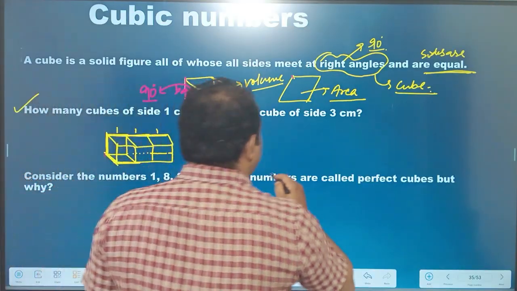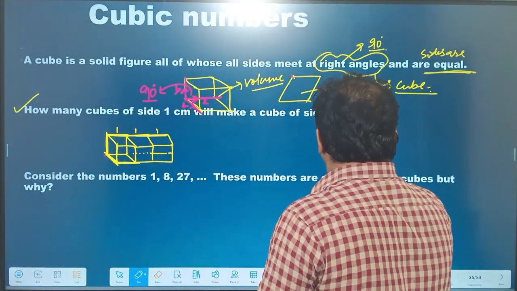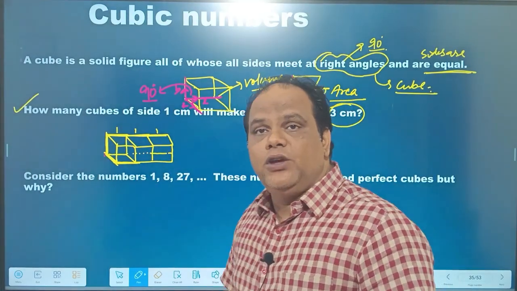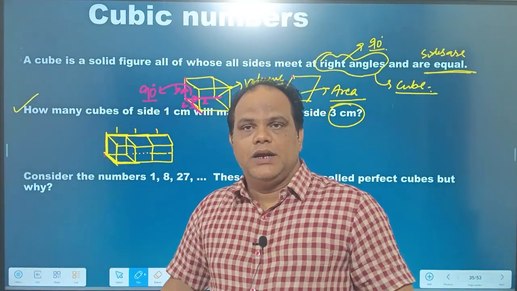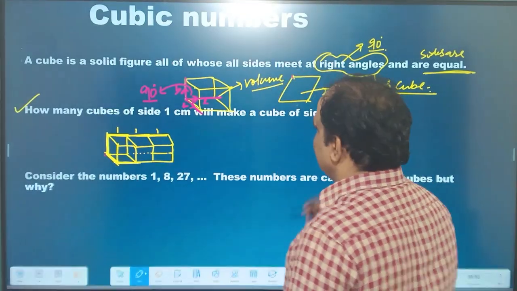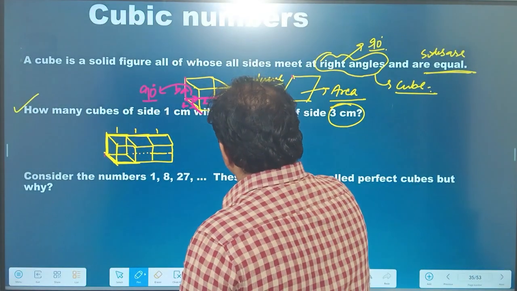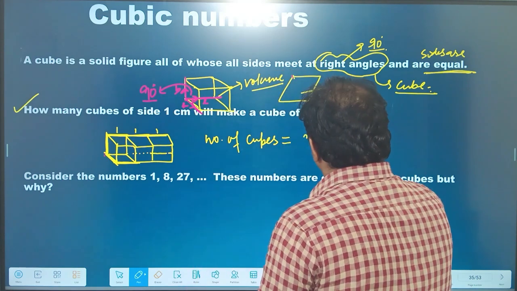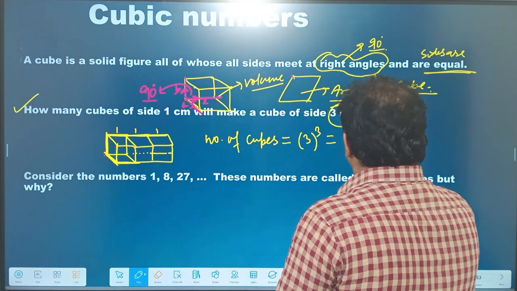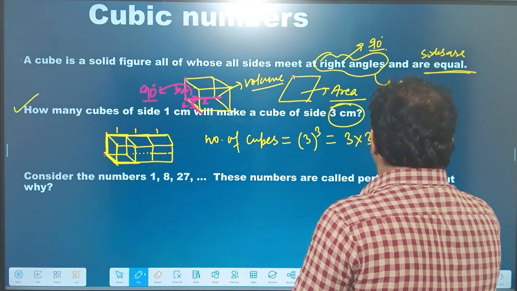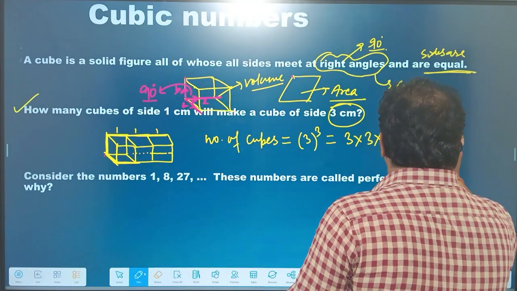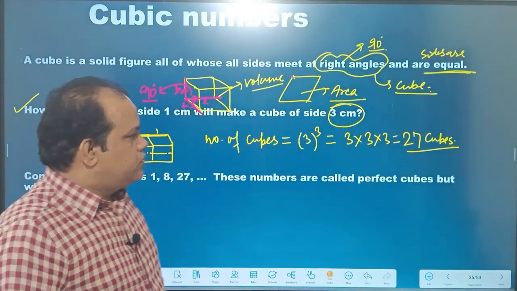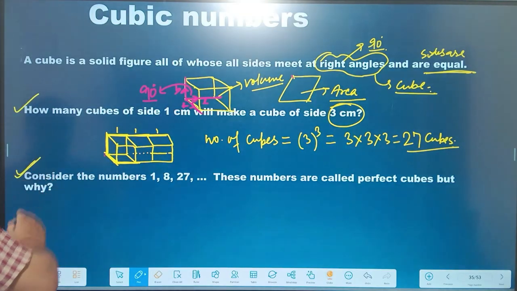If you want to make a cube of 3 centimeter, how many unit cubes will be needed? How many unit cubes do you need to make a cube of 3 centimeter? So it is simply the number of cubes would be 3 cubed, 3 into 3 into 3. You need 27 cubes, right? You need how many? 27 cubes. Now here is the third question.